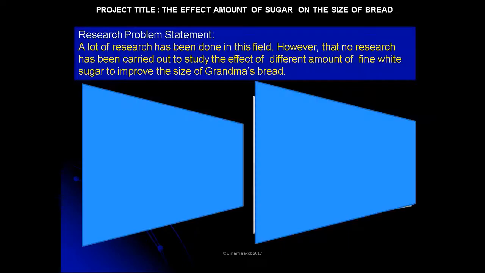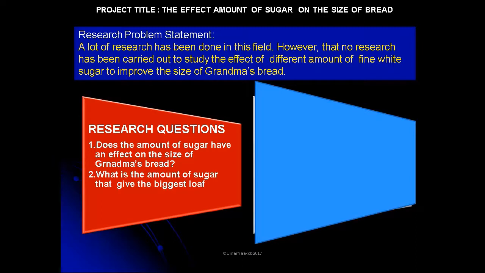Okay, so if you were to see John's example again, the research question, remember: does the amount of sugar have an effect on the size of grandma's bread? What is the amount of sugar that gives the biggest loaf? So what do you think should be the objectives? Can you write down the objective now for John's work?